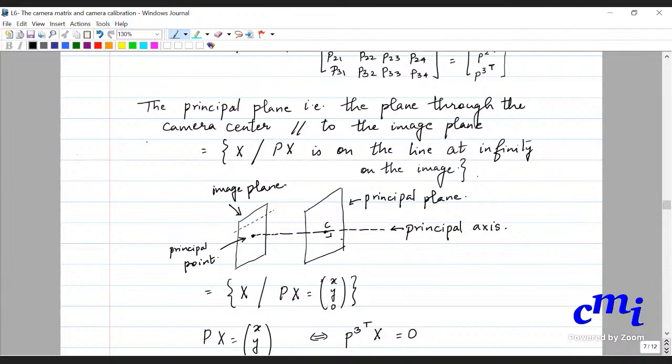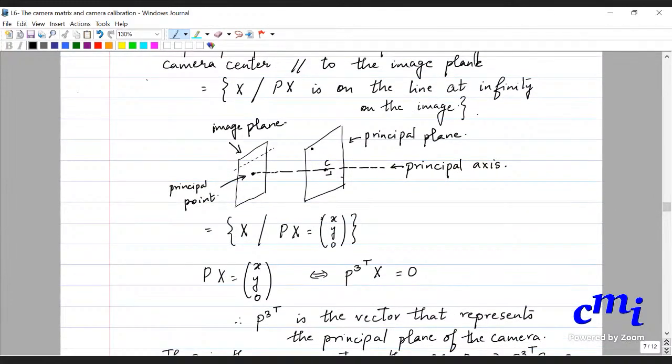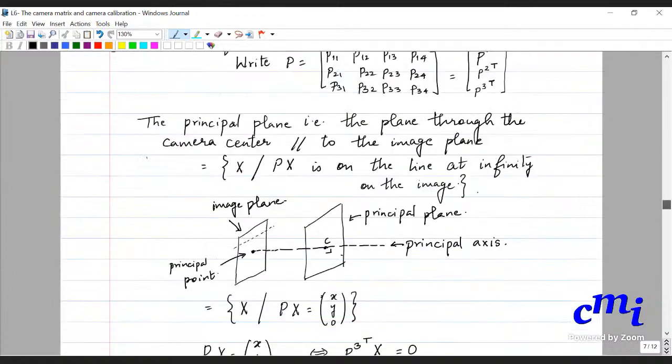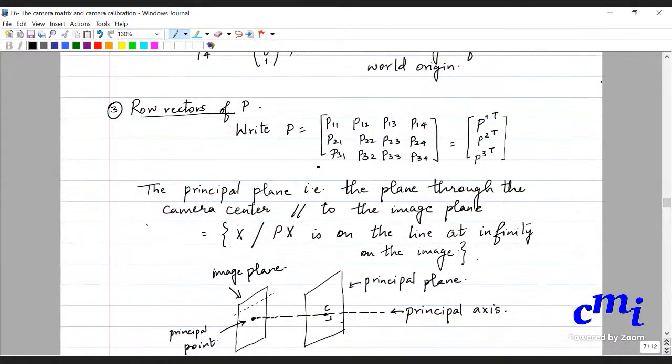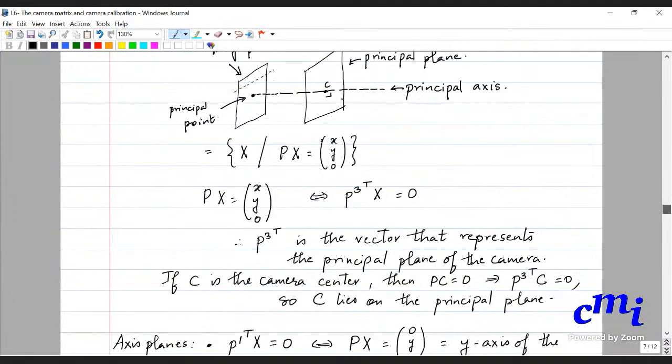So finally, we have got hold of points on the principal plane. Now we notice that Px is going to be of the form (x, y, 0) if and only if P3 transpose x is 0. So what is P3 transpose? P3 transpose is (P31, P32, P33, P34). If that applied to x is 0, then Px will be of this form.